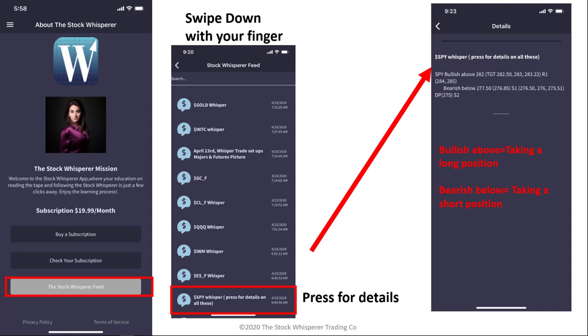Do not front run these levels, okay? They are picked very carefully. They are lines in the sand. I may change that level, okay, I may change that level due to a new print that has come in. So many times I have my bullish above, bearish below levels for the SPY in the morning, but then all of a sudden we get, like today, 3 million prints coming in at 281. So guess what? I changed my levels. Go with the new levels, because this is based on new price action coming in right now.